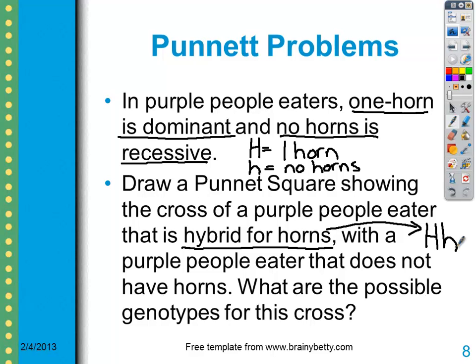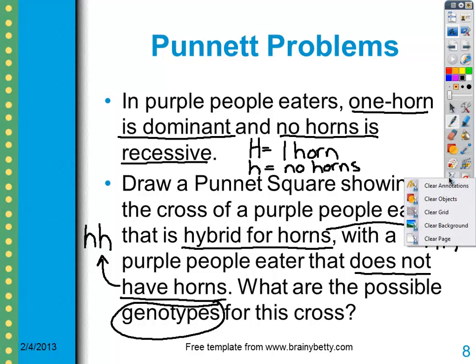Now, let's look and find our second parent. Our second parent here says that this guy or this girl does not have horns, okay? No horns. And since no horns is recessive, the only option here is that this parent is a little h, little h. Now, the final thing I need to look at is what the question is asking me for, because this will trip you up a lot. In this particular instance, they're asking for genotypes, which means my answer needs to be in letters, not words. All right, so let's move on here.